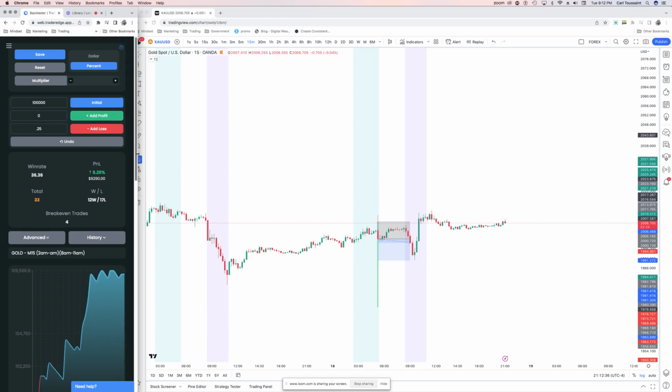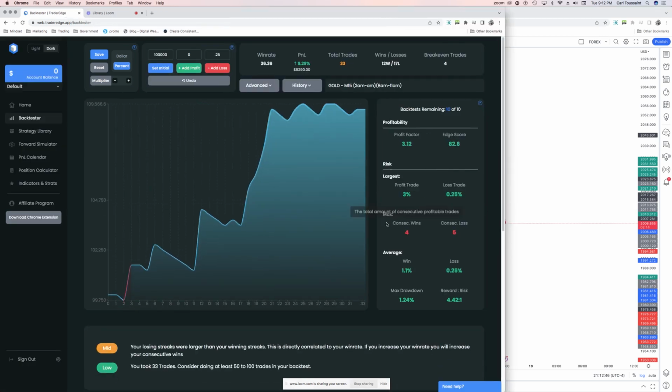Okay, so very important. What I'm going to do is show you what this looks like. Based on all of these trades that we just backtested together, I'm going to go ahead and save this. All right. The win rate was 36%.